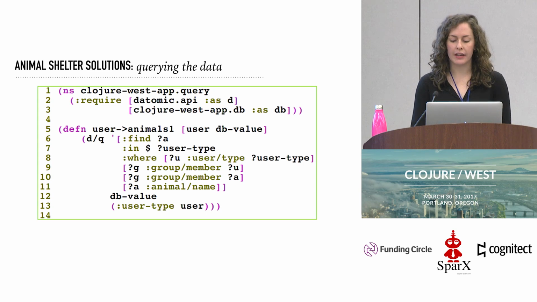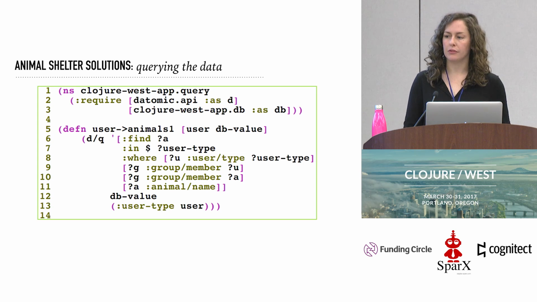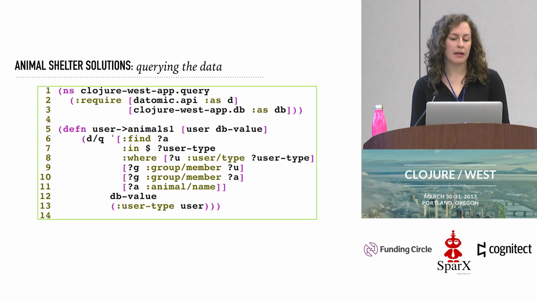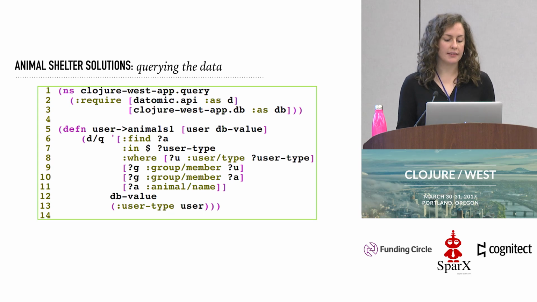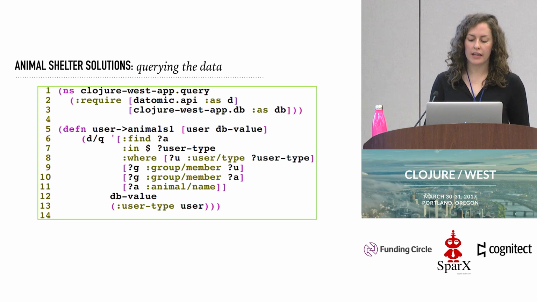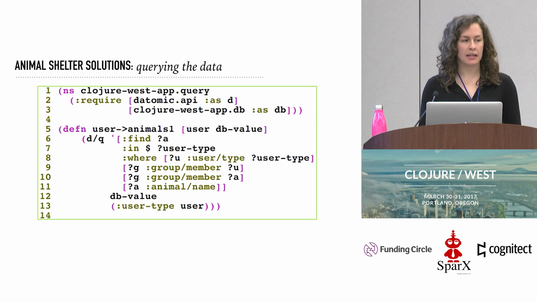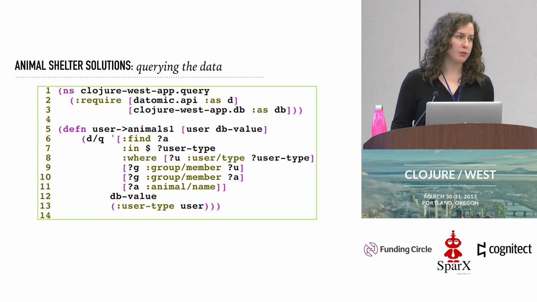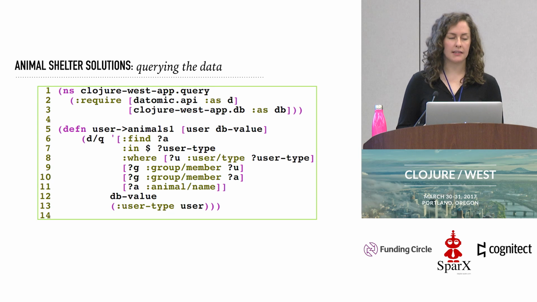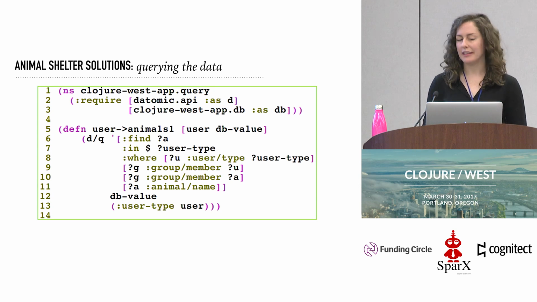Line 9 is looking for an entity g with an attribute group member that has a value of the user that satisfies the predicate on the line above. Line 10 is looking for the same entity g that also has an attribute group member with the value of a. And finally, on line 11, we're saying that the entity a must have an attribute animal name. And you'll notice that we don't specifically include the value in this last data pattern, and that's because we don't necessarily care about the value of a in this particular query.